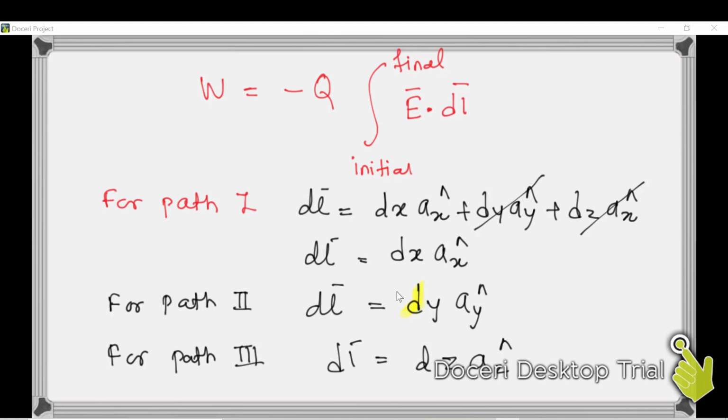Okay, because even if you take the complete equation, we will cancel it when we take the dot product here. So instead of that, we first minimize the equation like this, and then it is easy to solve the E·dL for each path. Okay, so for the first path, let us find out W1, the work done. And W1 is what? Minus Q integration from the initial point to the final point of E bar dot dL bar.